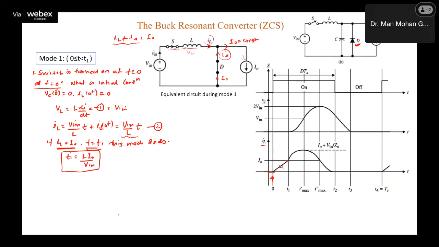And what about the capacitor? Our capacitor is still 0. Why? Because this diode was on. Until this is on, capacitor voltage will remain 0. So up to this point, it is 0. Okay. Now what happens in mode 2? Let us see.